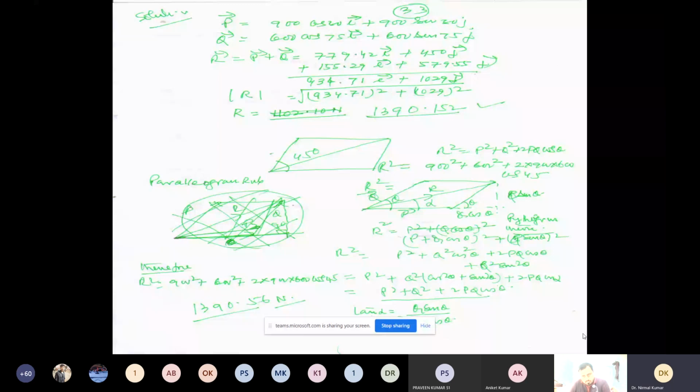P स्क्वायर प्लस Q स्क्वायर प्लस 2PQ cos थीटा. इसमें tan अल्फा का वैल्यू निकालना है, एंगल ऑफ रिजल्टेंट. तो यह इसी राइट एंगल ट्रायंगल में Q sin थीटा डिवाइडेड बाय P प्लस Q cos थीटा, and you will get the value of resultant, magnitude of the resultant, as well as direction of the resultant. Very simple equations, very handy, very friendly, and each and every one should know it.